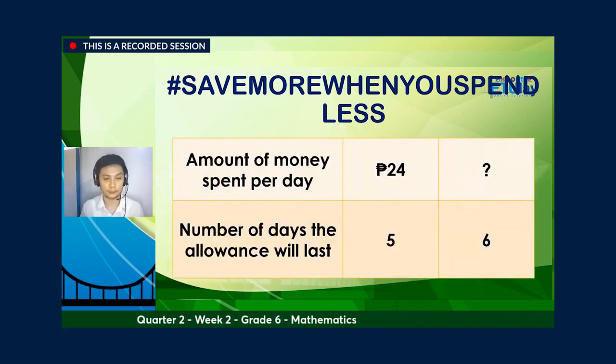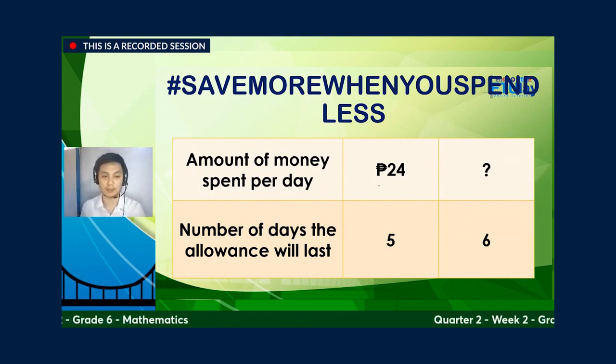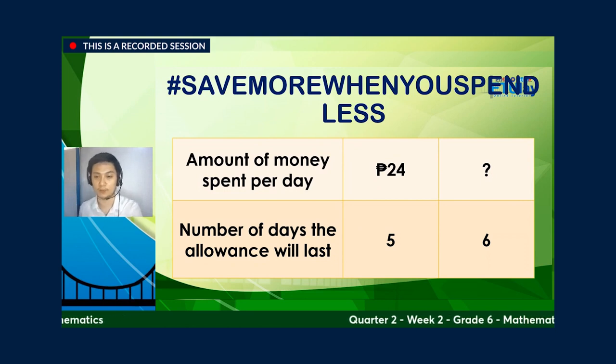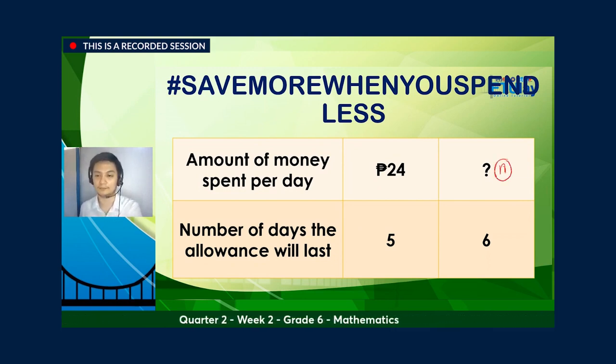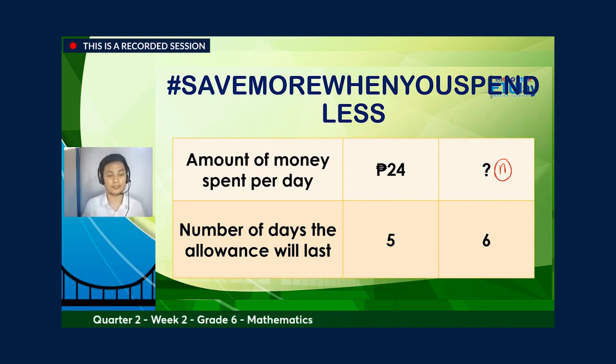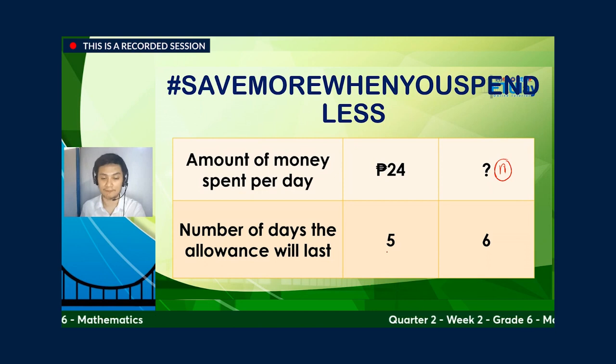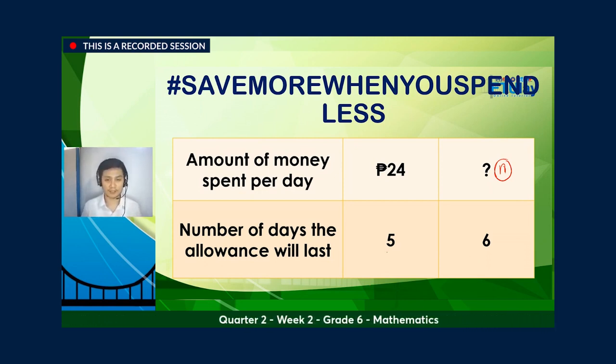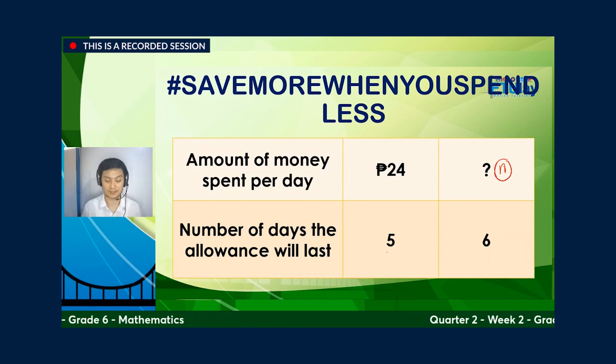So we have 2 categories of quantities. Una, yung amount of money spent per day. We have 24 and then yung question mark. Bali, yan yung ating variable N or letter N. At yung pangalawang category ng quantities, number of days the allowance will last. So we have 5 and then 6. Now, how can we solve this using a proportion? Do we write that 24 to 5 ay equal sa N to 6?